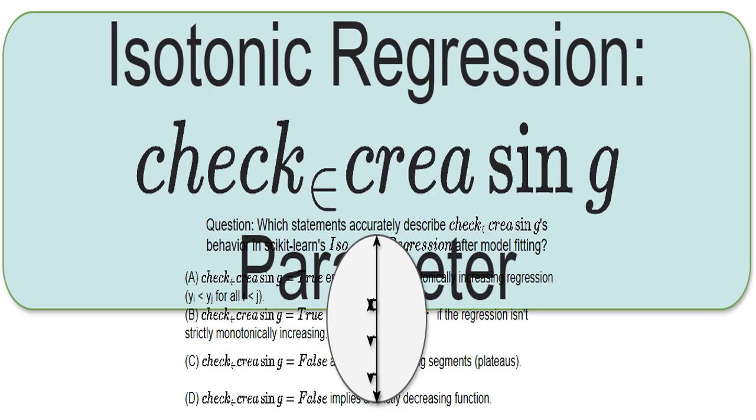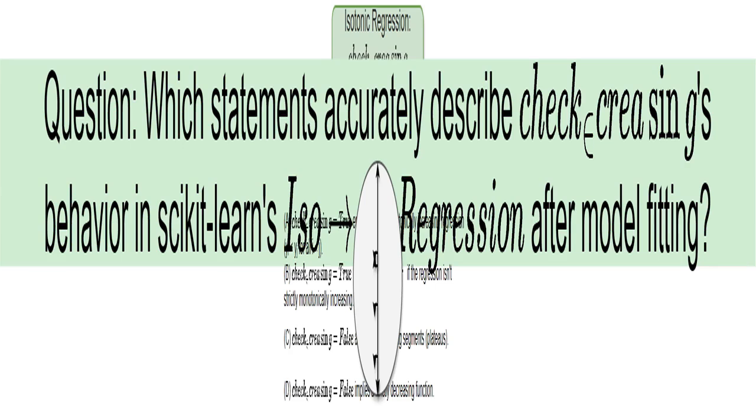I'm introducing the _check_increasing parameter within Sklearn's isotonic regression. It controls how strictly the algorithm enforces an increasing relationship in the fitted model. This is a multiple-choice question testing your understanding of how the _check_increasing parameter behaves in isotonic regression. We'll evaluate each option to find the correct ones.